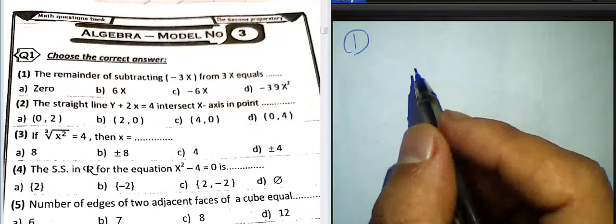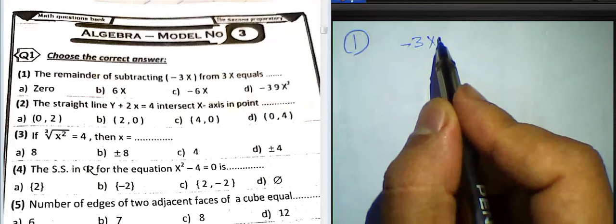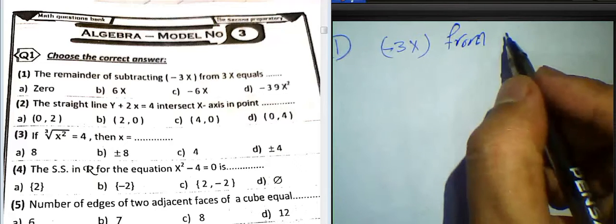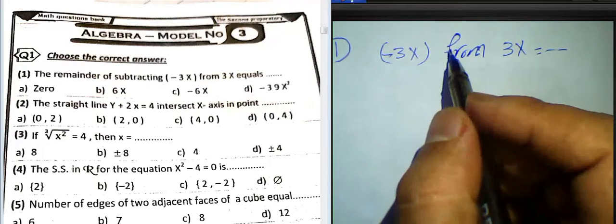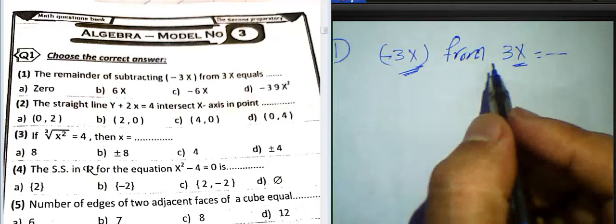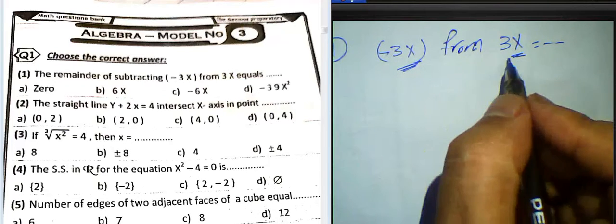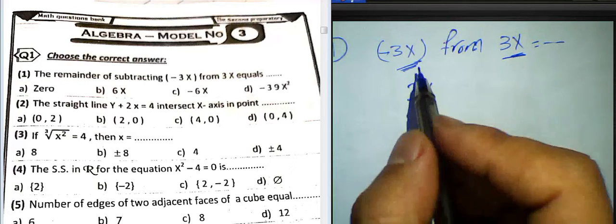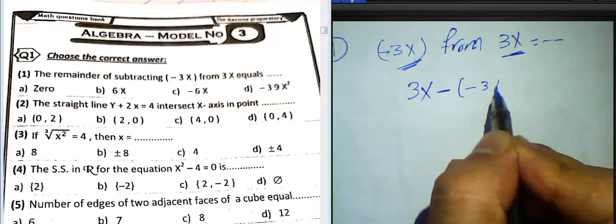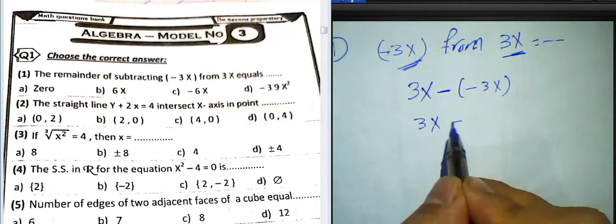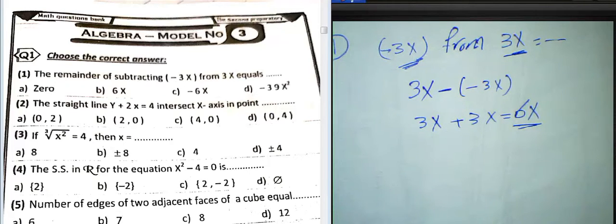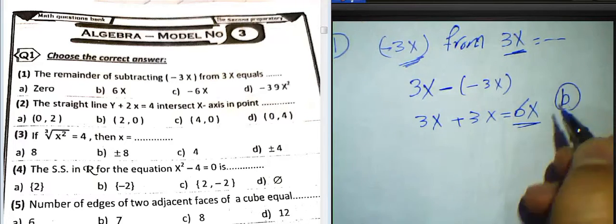The remainder of subtraction negative 3x from 3x equals what? We want to subtract negative 3x from 3x. First we must write the minuend first: minuend 3x and subtrahend negative 3x in brackets. So we must write 3x plus 3x. It will be equal to 6x. So the result will be 6x. Okay, we must choose letter B for question number 1.